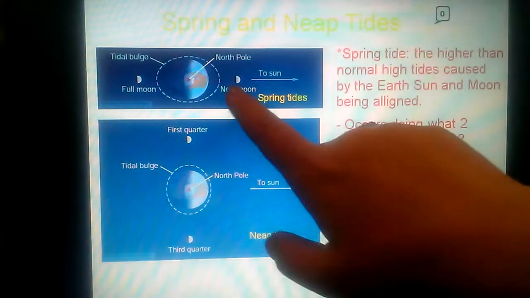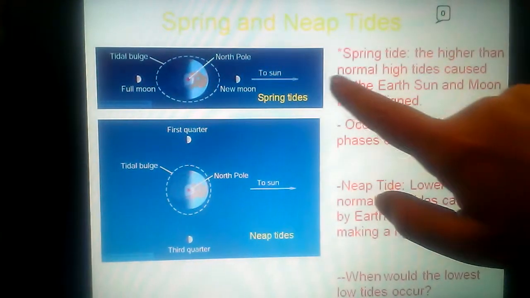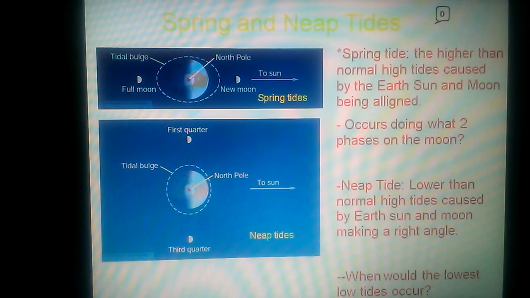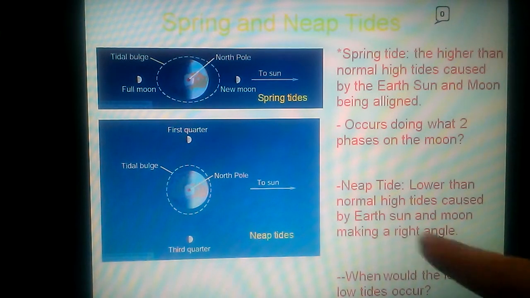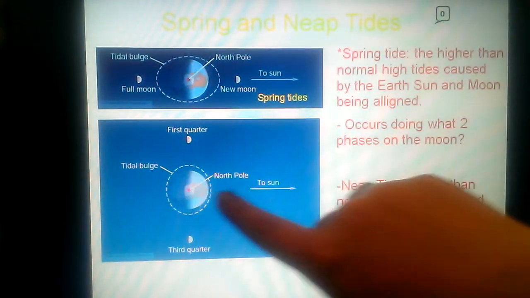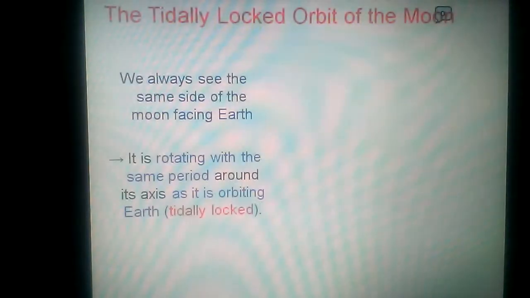Spring tide is when you have a new or full moon because they're all in line. You have the sun over here. They're all in a straight line, which gives you higher than normal high tides. It also would give you a lower than normal low tide. Neap tide now would lower your high tides because you have the moon pulling in a different direction than the sun. It's at a right angle. So that's a neap tide.